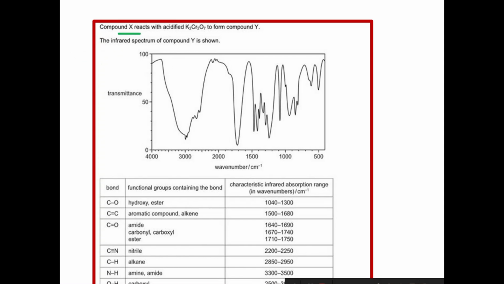Compound X reacts with acidified potassium dichromate to form compound Y. The infrared spectrum of compound Y is given. So you see compound Y is a carboxylic acid because the C=O carbon-oxygen double bond peak is present, and the O-H oxygen-hydrogen bond, hydroxyl group, is present. This is a broad peak due to formation of hydrogen bonds. So Y is a carboxylic acid. Now X will be a primary alcohol, because a primary alcohol is oxidized to form carboxylic acid Y.